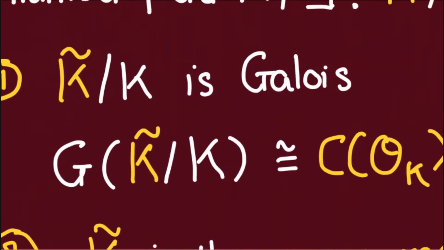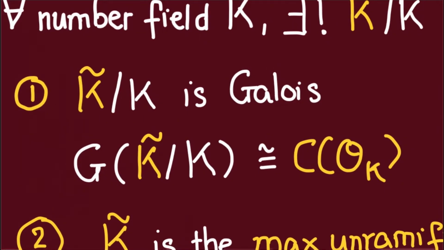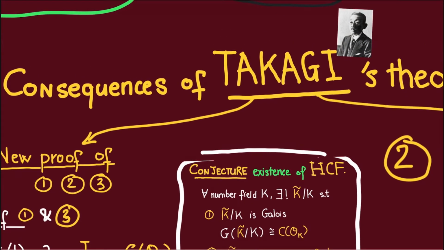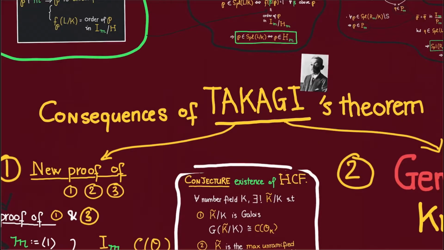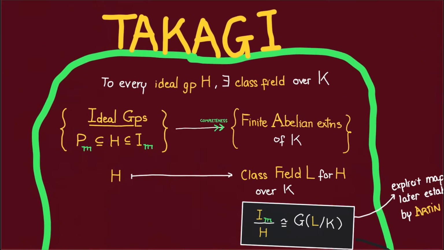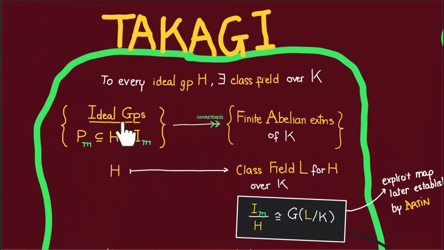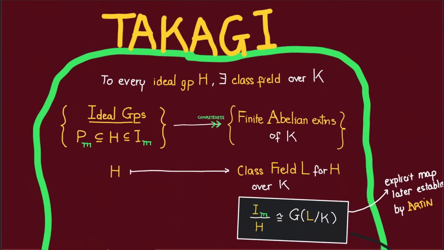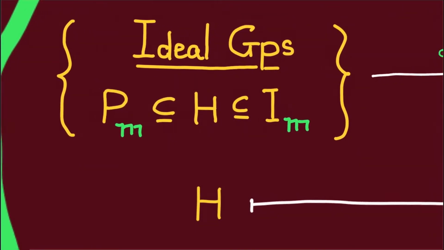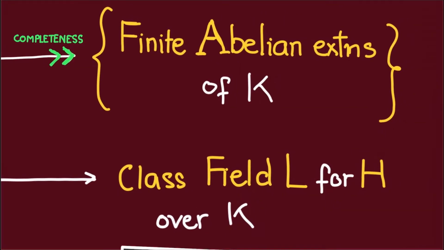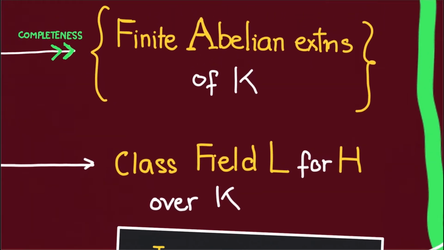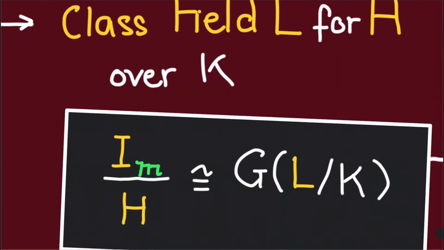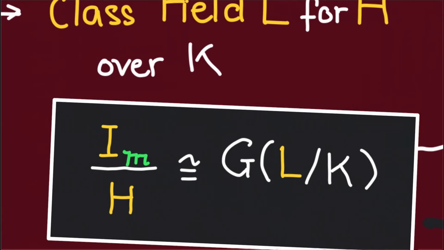So let us quickly review how we constructed this extension k tilde. This is actually a consequence of Takagi's theorem. Recall that Takagi's theorem gives us a correspondence between ideal groups and finite abelian extensions of k. For every ideal group H of k, its corresponding class field is a finite abelian extension of k whose Galois group is equal to the generalized ideal class group corresponding to H.